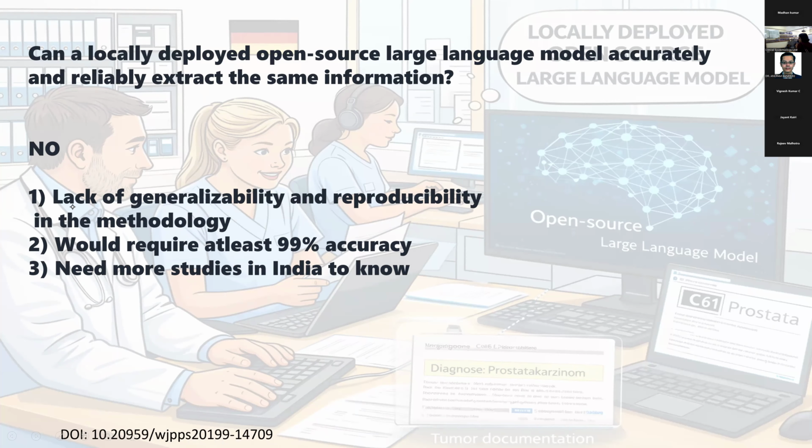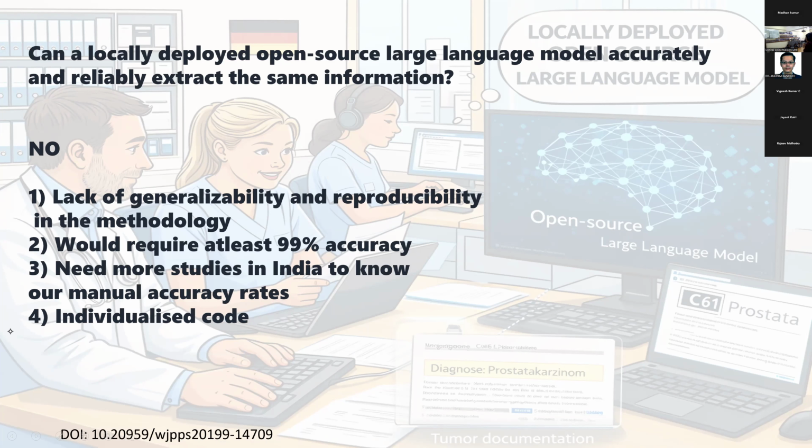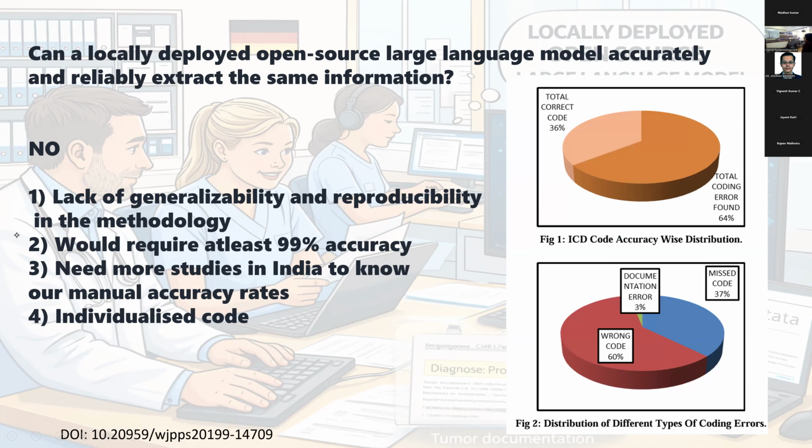And we need more studies in India to know our manual accuracy rate and individualized code. So when I looked at how well we are coding our ICD, this is one of the studies which was done in West Bengal. This actually retrospectively looked at how good the ICD coding was. The total correct code was 36% and total error found in the coding was 64%. So manually, almost 65% of the time we are doing it wrong.